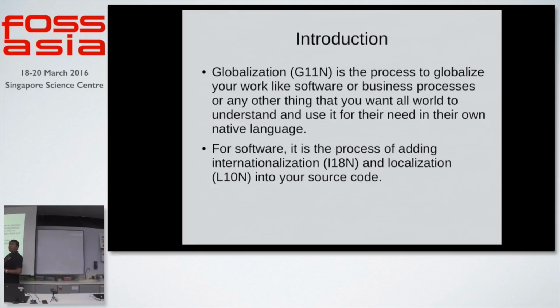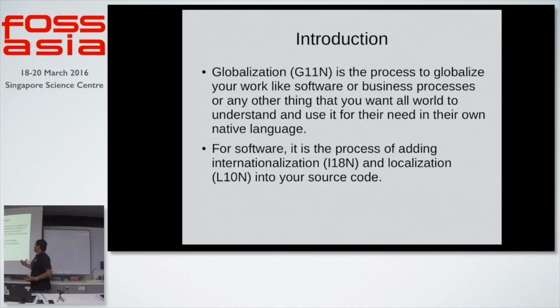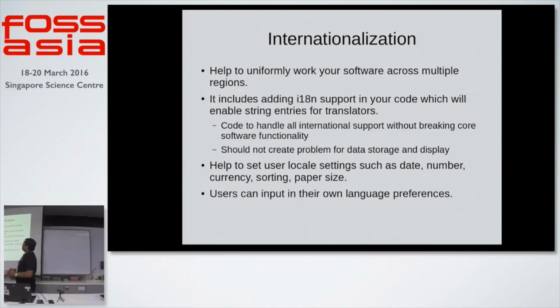Talking about software, in the context of software, it is the process of adding internationalization, that means code level support, and then localizing the strings that are available in your software. This whole combined process is called globalizing your software. So in internationalization, we basically call it I18N, the abbreviated form. This I18N will help your software work uniformly across multiple regions.